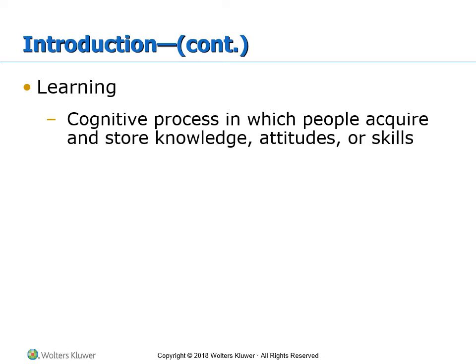Now the biggest thing for teaching to be effective is what we need to assess and determine is learning, which is the cognitive process in which people acquire and store knowledge, attitudes, or skills. So if somebody is teaching, but then the audience isn't learning, then honestly the question becomes, are they actually teaching? And so we can talk more about that. But here we're actually looking at acquiring something, in this case knowledge, attitudes, or skills.